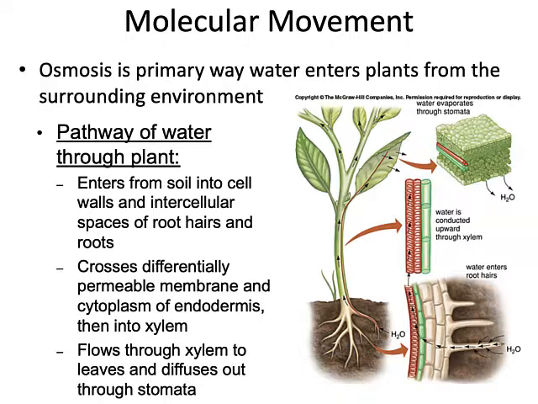So the pathway of water through a plant typically enters from soil into cell walls and also into intercellular spaces of both root hairs and other cells in the roots. As the water crosses a differentially permeable membrane and cytoplasm of the endodermis, it eventually flows into the xylem. Once it gets in the xylem, it moves up through the stems to the leaves and eventually, through the process of transpiration, evaporates out into the atmosphere.